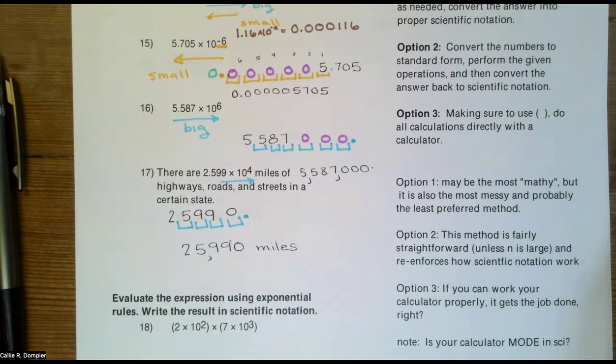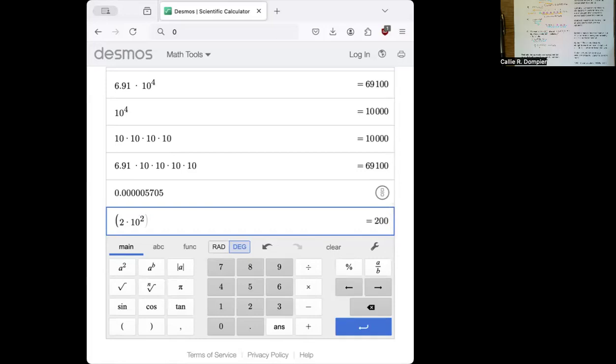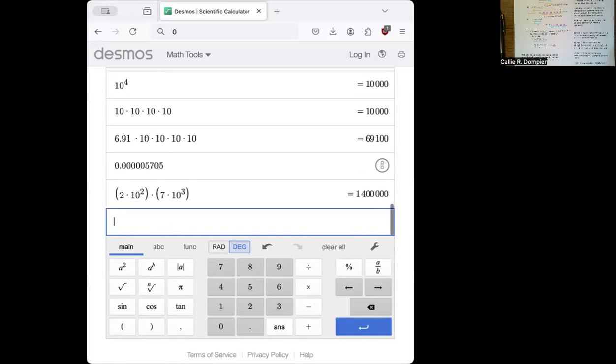Okay, here, evaluate the expression using exponent rules, and write the answer in scientific notation. I would just jump straight to Desmos, okay? So we see that we are multiplying 2 times 10 squared times 7 times 10 cubed, right? Put that exactly into Desmos as it is. What we have is 2 times 10 squared times 7 times 10 to the 3rd. Oops. And it will give you your answer as 1400000.